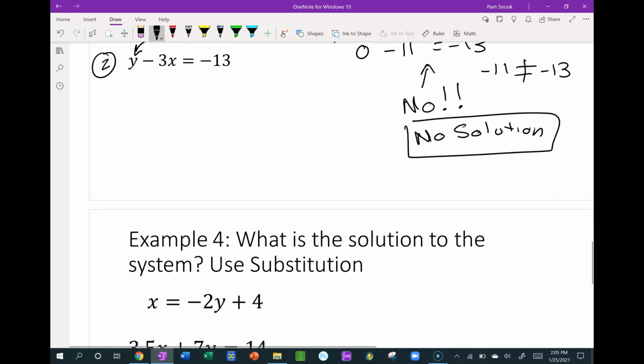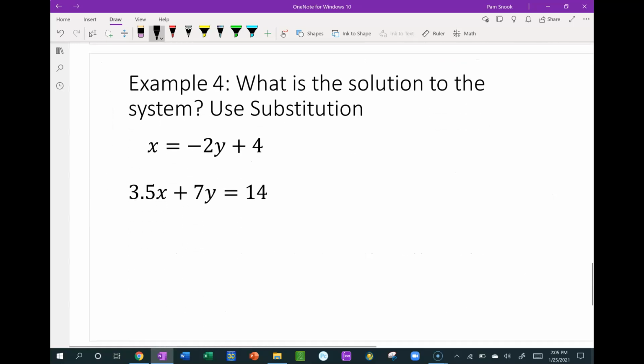All right, let's go to our next one. We're going to solve this system. Again, we're going to use substitution. Now check it out. This x is already equal to negative 2y plus 4. So my first equation is already solved. This time it's solved for x in terms of y. So I can take these y's and plug it into equation 2 for the x.